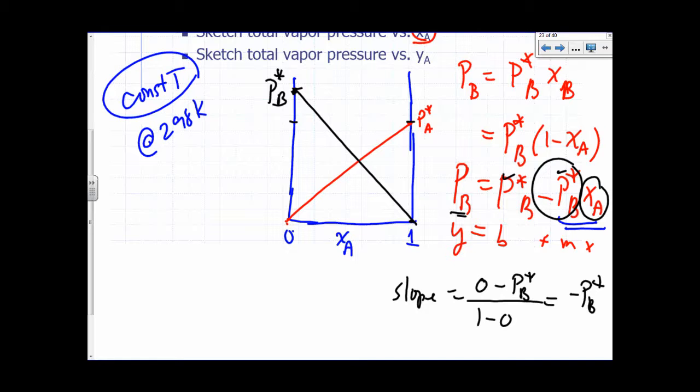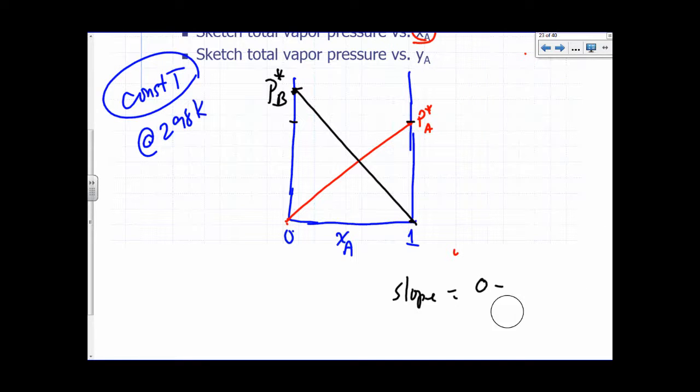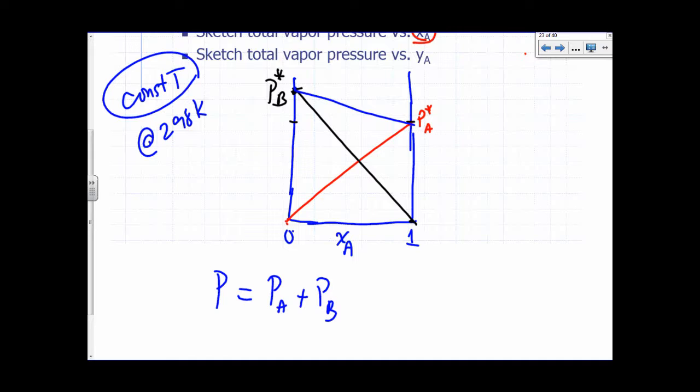So if you add the two, you get the total pressure above the mixture. We say that total pressure is equal to P A plus P B. It should be easy to show that that's just this line right here. You have a straight line, and let's rewrite that: P star A x A plus P star B x B.